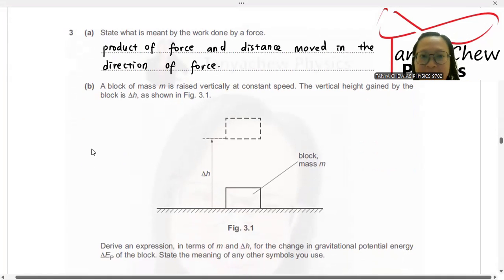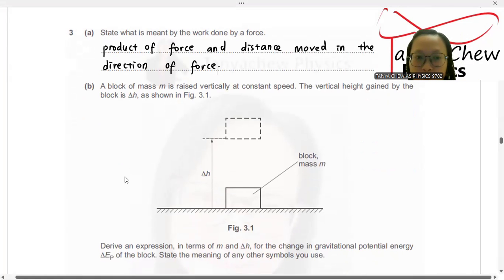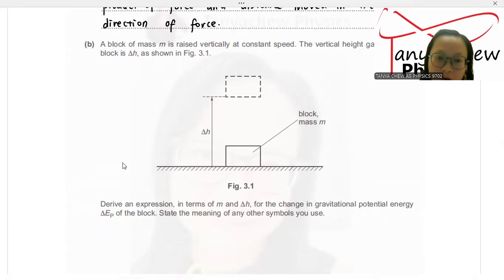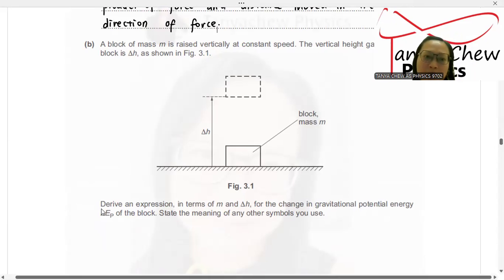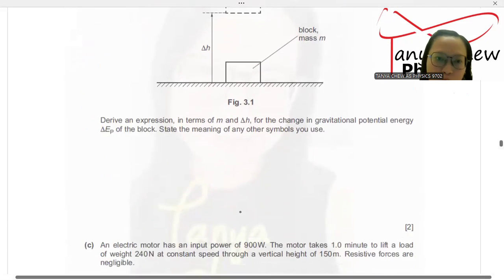B, a block of mass m is raised vertically at constant speed. The vertical height gained by the block is delta h, as shown in Fig 3.1. Derive an expression in terms of m and delta h for the change in gravitational potential energy, delta EP, of the block. State the meaning of any other symbols that you use. Now, they ask us to derive an expression, right? I'm going to use the work first.